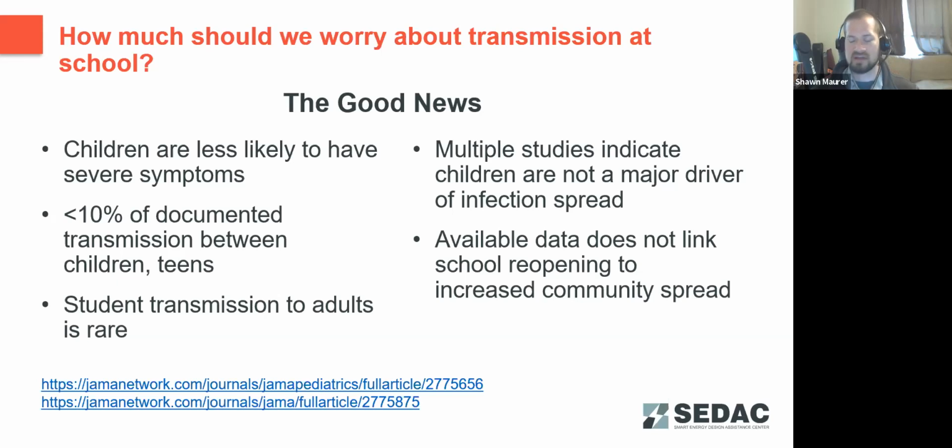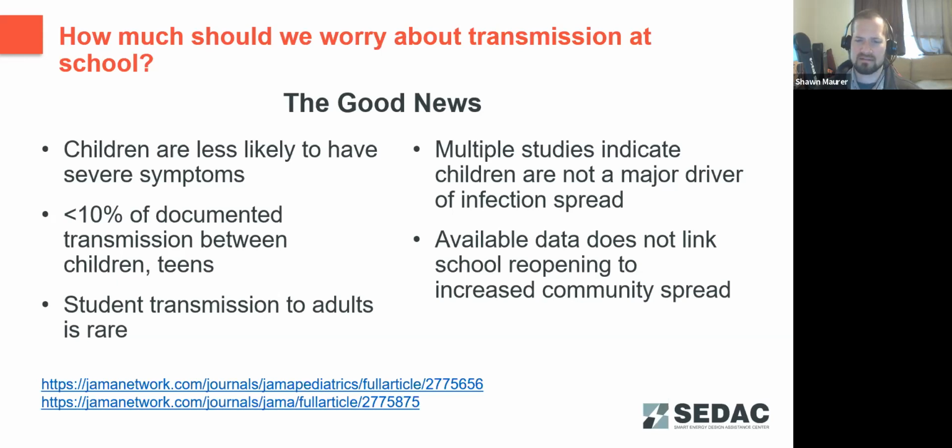There has not yet been a documented case of that, even between children and parents at home, although it's hard to make that distinction in some cases. So it is possible, but it has not yet been documented. Multiple studies indicate that children are not a major driver of infection spread, but again, we've had schools shut down and children have been isolated at home, and that may be part of the reason why that is a lower driver. And now as we're reopening schools, it's important to be aware that we're kind of changing this dynamic.